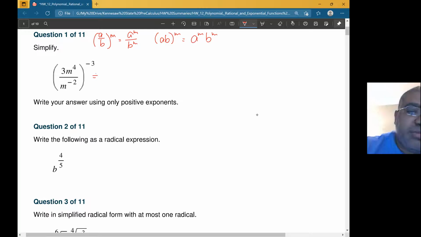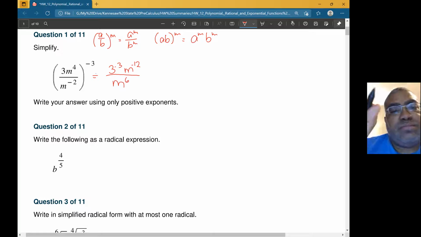So this becomes, this negative 3 is going to go to everything. So this is going to be 3 to the negative 3, times m. 4 times negative 3 is negative 12 over m. Negative 3 times negative 2 is 6.